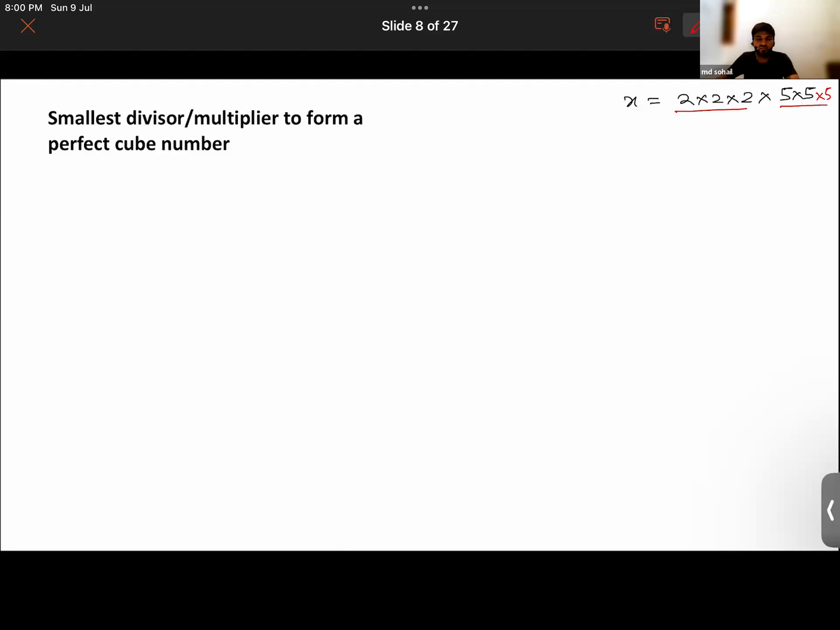A non-perfect cube number can be made a perfect cube number either by multiplying or dividing the number by a certain number. So let's first talk about the smallest divisor now. Let's take the example of the number 686. Let's prime factorize this number.